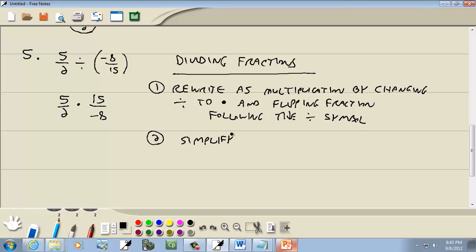After you've done that, then you simplify. Remember, if you can divide a number on top and a number on the bottom by the same number, do so. I don't see where I can divide anything or simplify any. So we'll go to step 3.